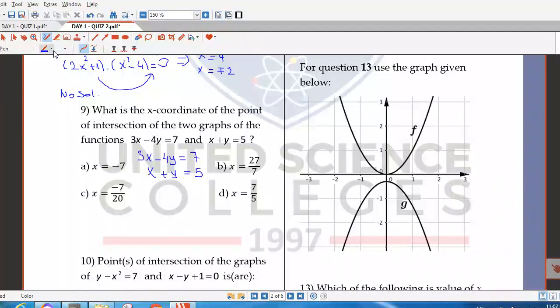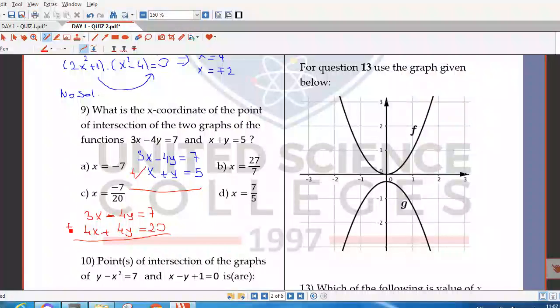To cancel y, I will multiply the second equation by 4. The first equation is 3x minus 4y is equal to 7. After multiplying by 4, the second equation is 4x plus 4y is equal to 20.